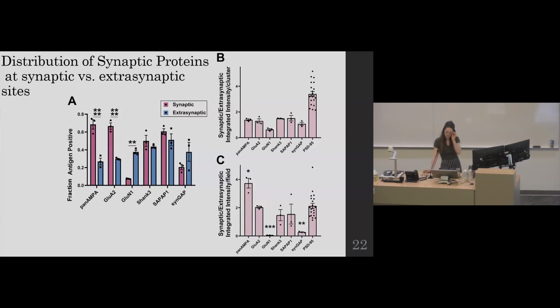The per cluster measures did show significant differences via a one-way ANOVA. However, the ratio did not. The only antigen with a ratio below 1 was GluN1. Measures per field showed significant differences between antigens via one-way ANOVA, and post-hoc tests showed significantly lower intensity of GluN1 and SynGAP at synaptic sites, as well as significantly higher intensity of pan-AMPA at synaptic sites.